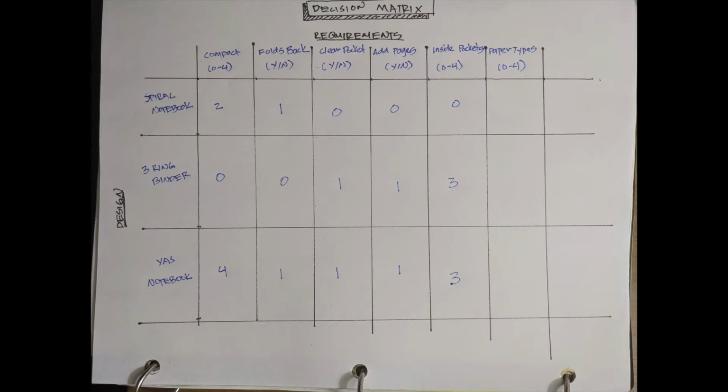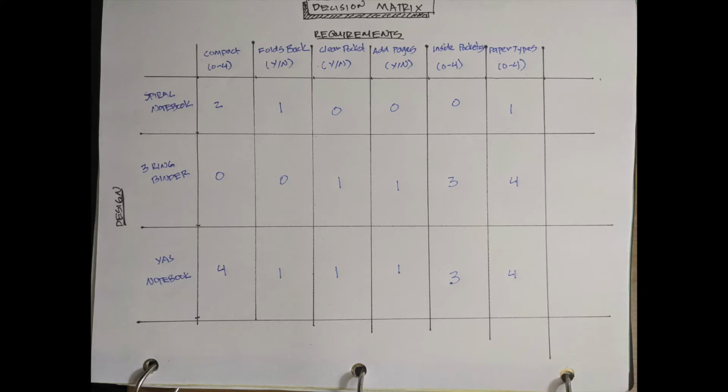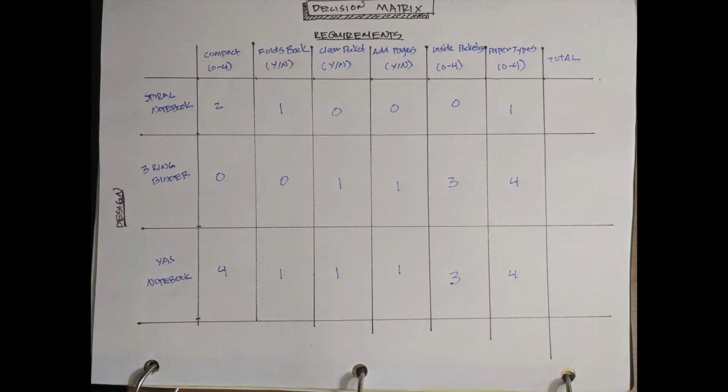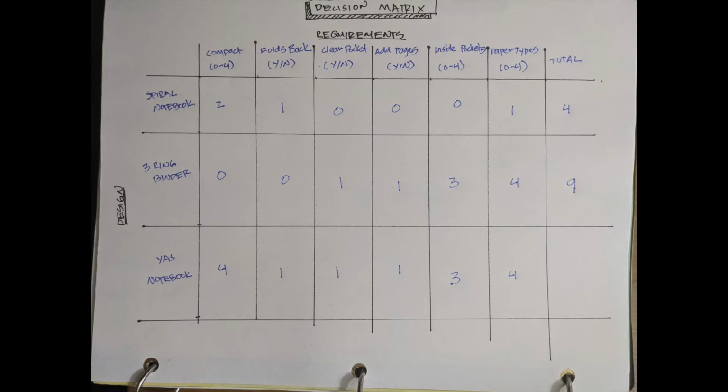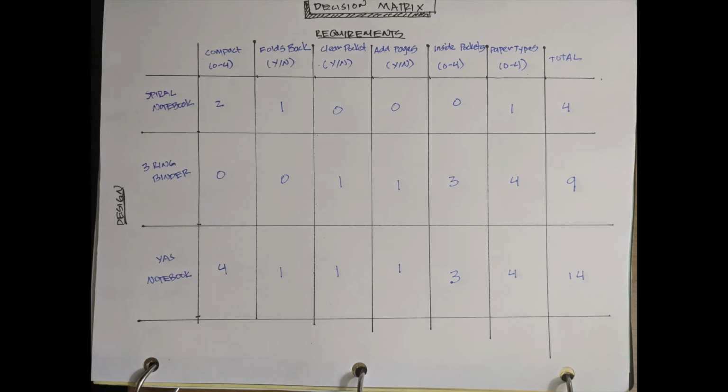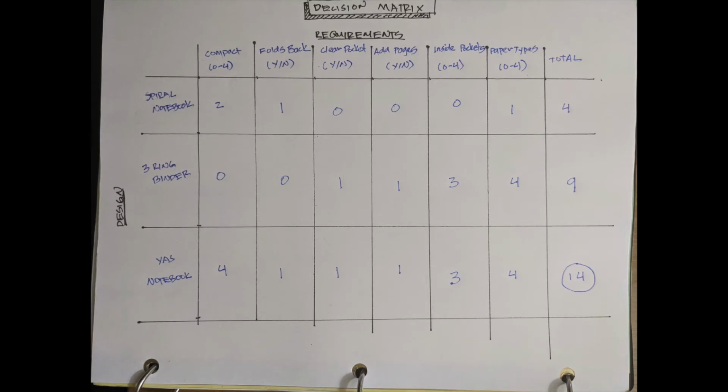The spiral notebook only has lined paper, so I gave it a rating of 1. But you can add computer paper or graph paper to the 3-ring binder and the Yas notebook. I gave them both the highest rating, a 4 out of 4. When I finished rating my requirements, I totaled the scores. I saw the spiral notebook had a score of 4, the 3-ring binder had a score of 9, and the Yas notebook had a score of 14. From the decision matrix, you can see that the Yas notebook is indeed the superior notebook. I can now verify that the design I made is in fact the best design based on the requirements.